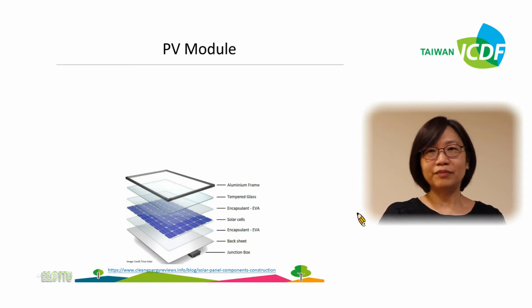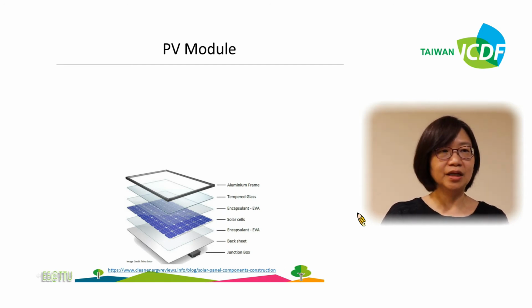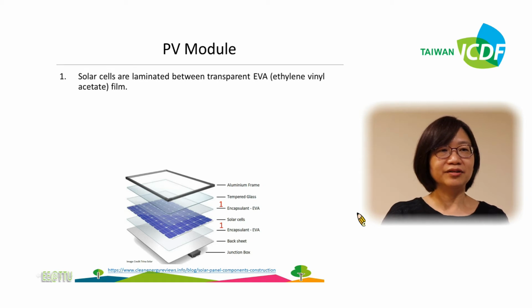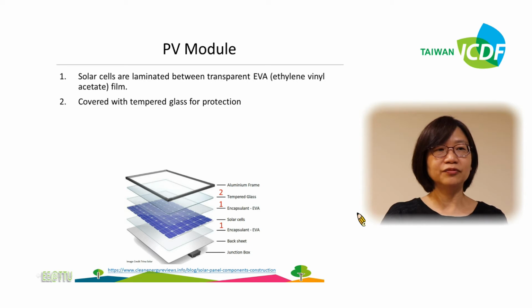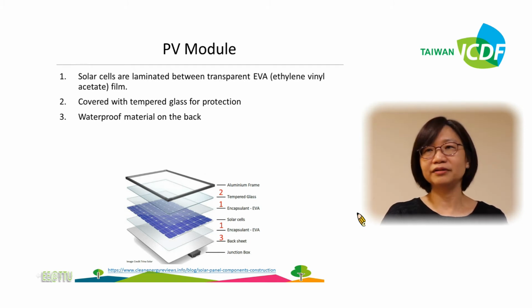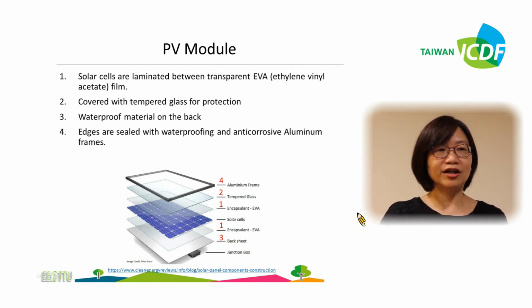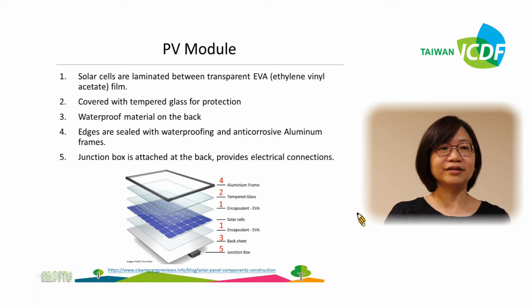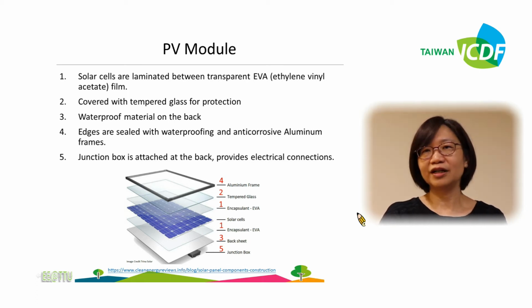A PV module is formed by several layers. The solar cells are laminated between transparent EVA films and then coated with tempered glass for protection. And it has waterproof material on the back. And edges are sealed with waterproofing and anti-corrosive aluminum frames. Finally, a junction box is attached at the back to provide electrical connections.